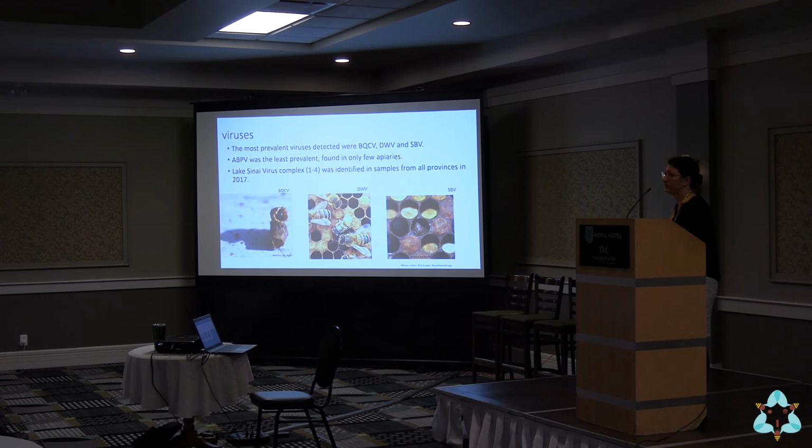So the DWV, or deformed wing B virus. Acute bee paralysis virus was the less prevalent. We found it very rarely in the hives, and it makes sense, it's acute. So the bees that we're collecting are live bees inside the hive. We didn't collect the dead bees at the entrance or bees that died. So it was not the best sample to detect acute paralysis because it kills the bees very rapidly.